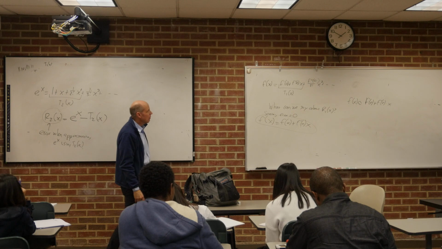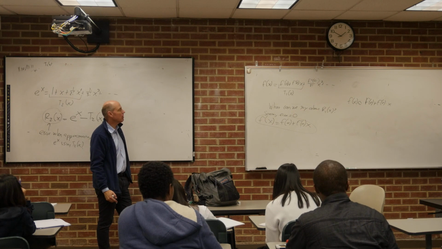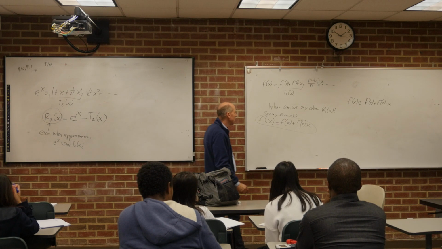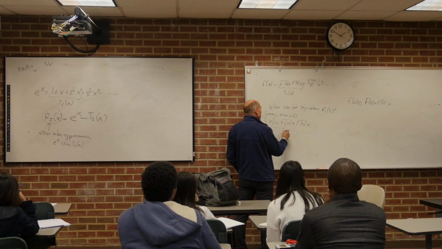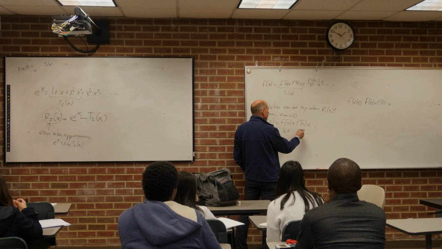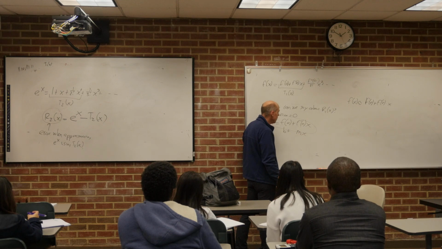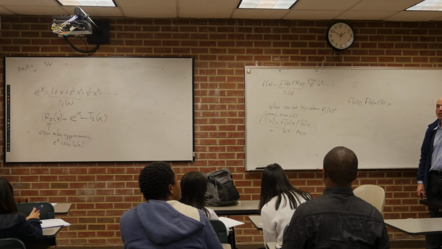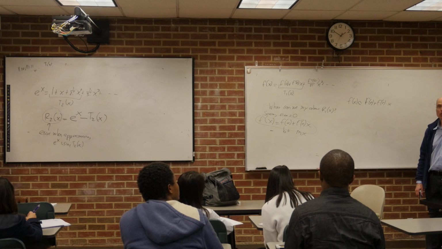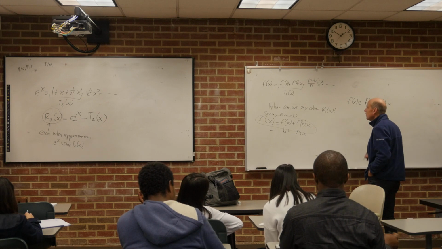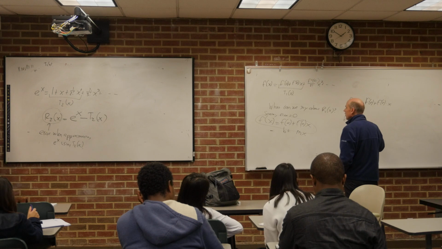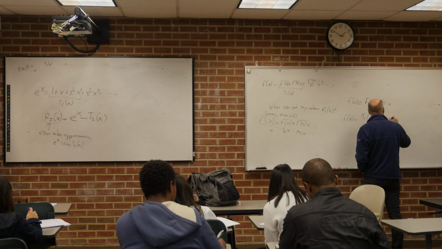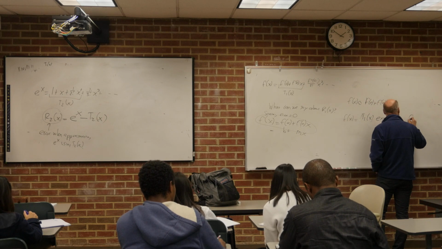So what kind of functions do we have where f of x is exactly equal to f of 0 plus f prime of 0 times x? And remember, f of 0 is the y-intercept. f prime of 0 is the slope. So what kind of functions look like mx plus b? Linear, exactly.